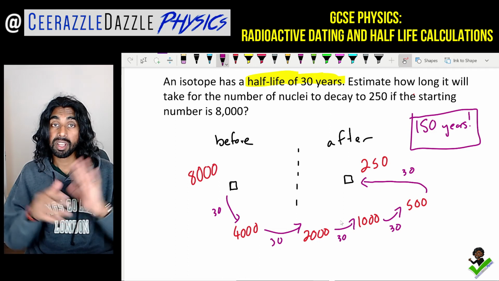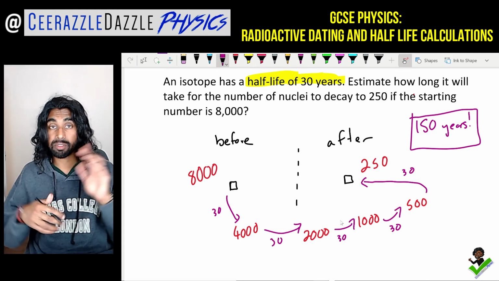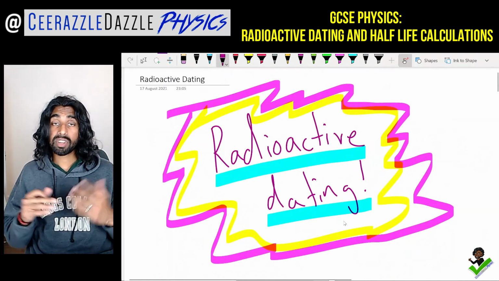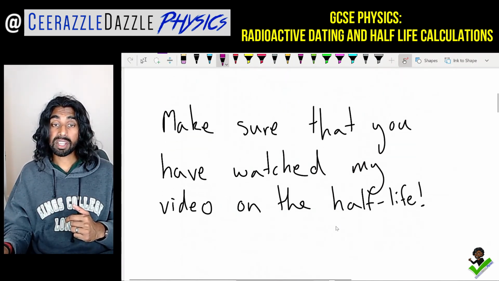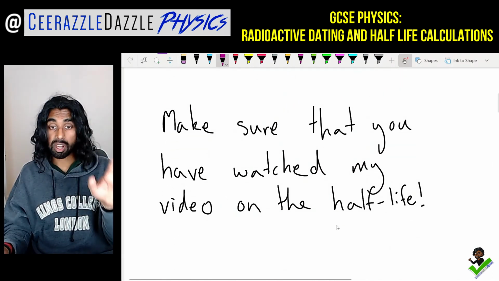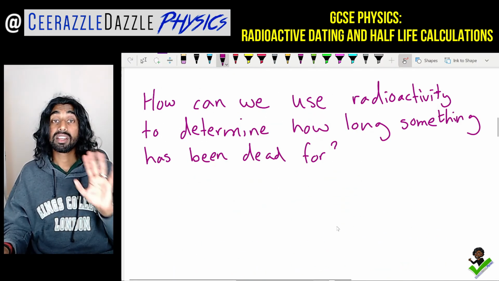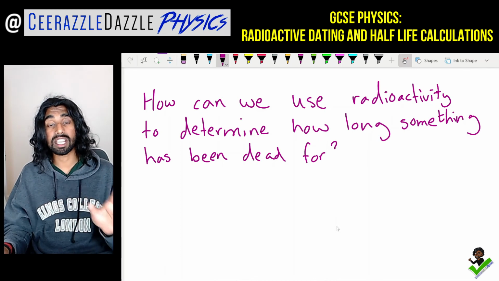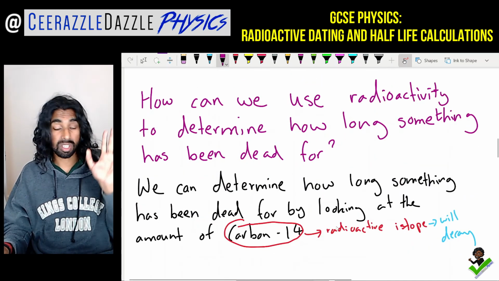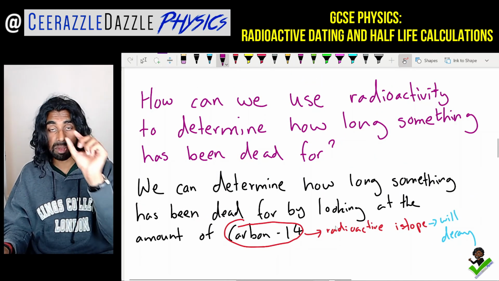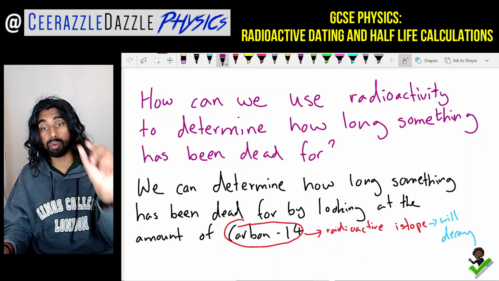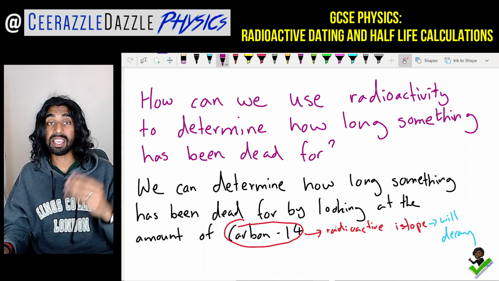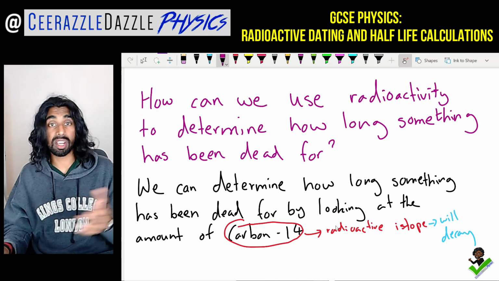Wonderful stuff. Okay, so we're done for another session today. Let's have a quick recap right from the top. So scrolling up right from the top, today's title was radioactive dating. Then scrolling down, I said that make sure that you've watched my previous video on the half-life before looking at it. Then I said to you, how can we use radioactivity to determine how long something has been dead for? Well, we can use carbon-14. We can look at the amount of carbon-14 within an organism. Carbon-14 is a radioactive isotope and it would decay if, obviously, you're no longer alive.